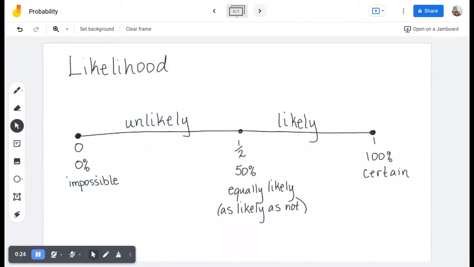So, first of all, I want to talk about how to describe the likelihood of an event. Think of it like a number line. The beginning of your number line is a 0. There's a 0% chance of that event happening. It's completely impossible. It just can't happen.